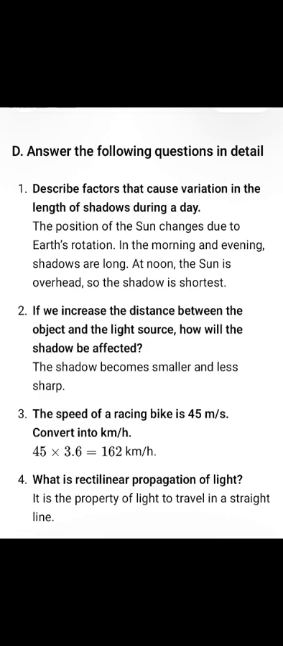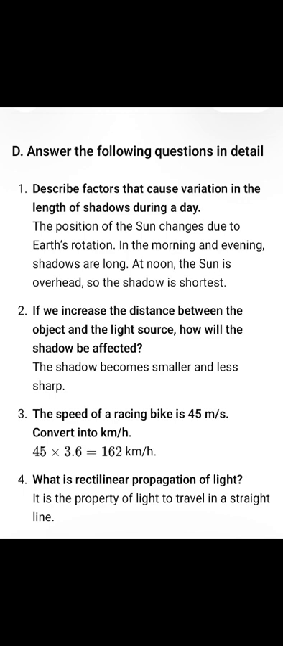Describe factors that cause variation in the length of shadow during a day. The position of the sun changes due to Earth's rotation. In the morning and evening, shadows are long. At noon, the sun is overhead, so the shadow is shortest. If we increase the distance between the object and the light source, how will the shadow be affected? The shadow becomes smaller and less sharp.